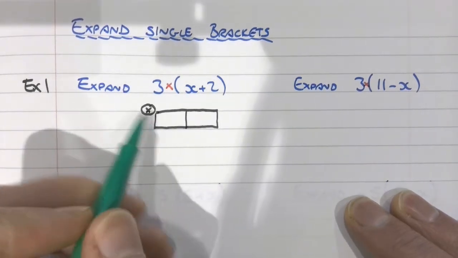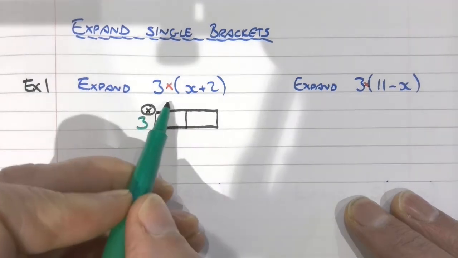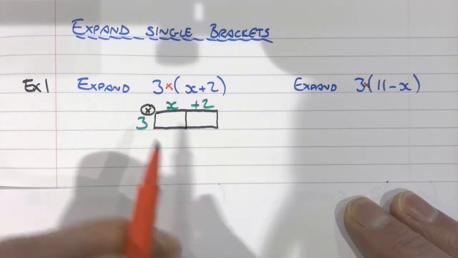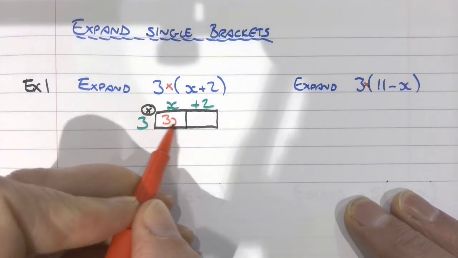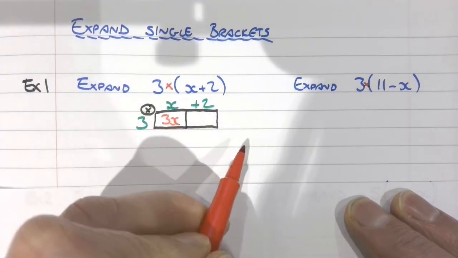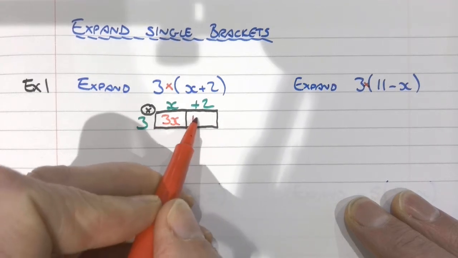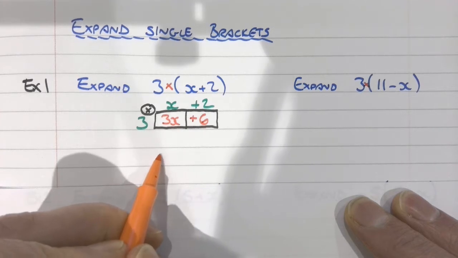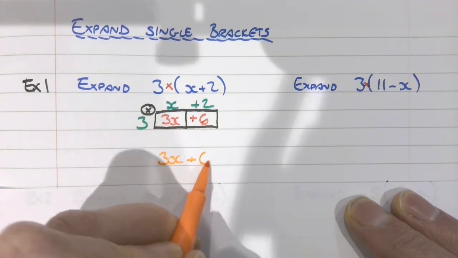So I've got to lay the question out then. I want 3 times x plus 2. Okay, so 3 times x gives me 3x, and 3 times positive 2 gives me positive 6. So the answer, in case we're not sure, is 3x plus 6.